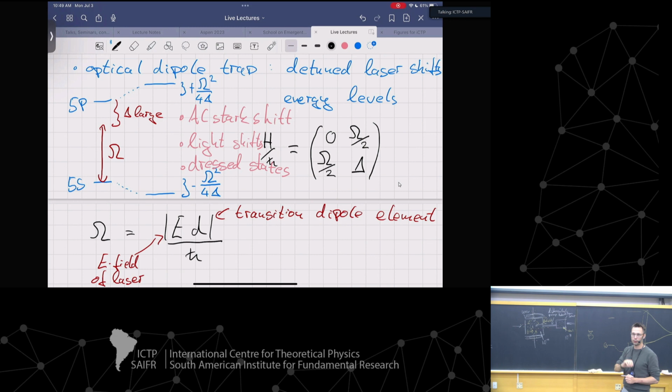Yeah. And why does the first order vanish in perturbation theory? Maybe it has to do with the dipole element: an atom doesn't have a permanent dipole moment, so I can't couple the same state with the same state. Okay, I see. Cool, thanks. Great question.